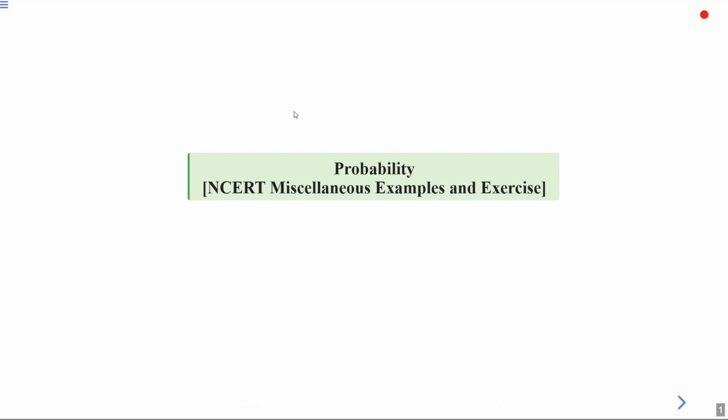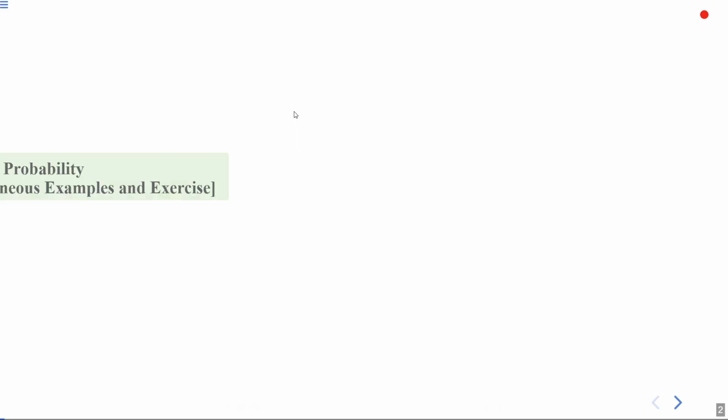Hello students, in today's lecture, we will discuss probability, NCERT miscellaneous examples and exercise.